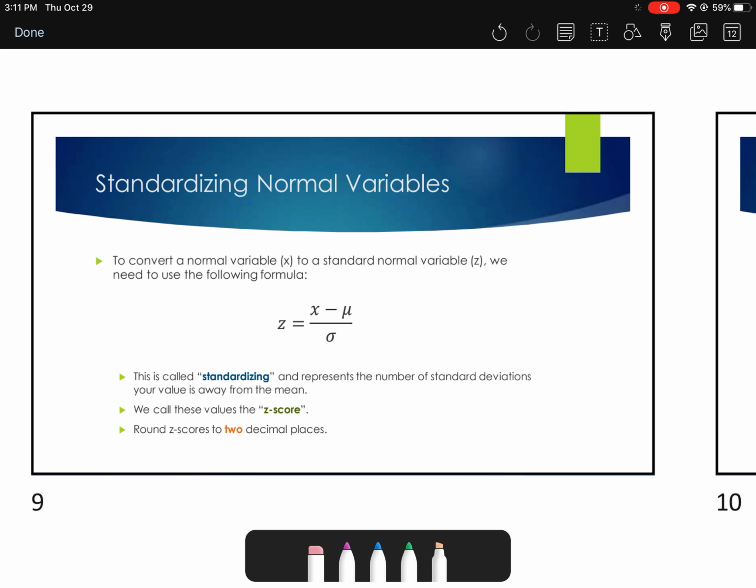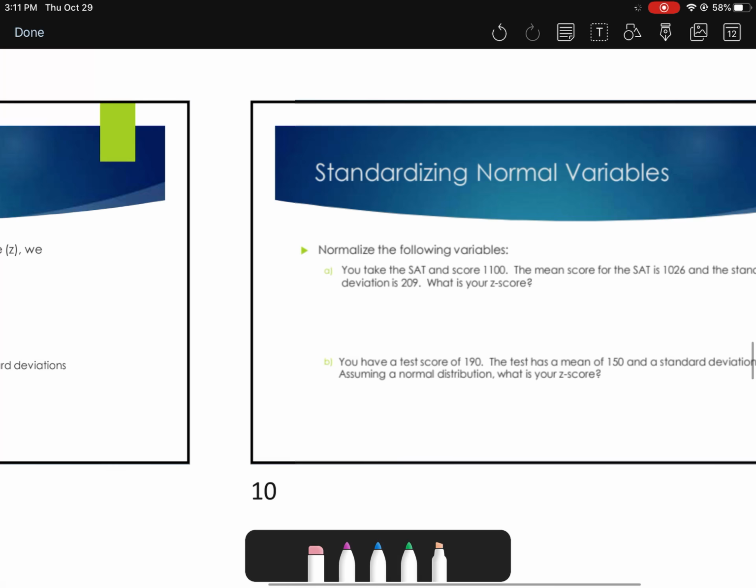Okay, so let's go to the next thing, standardizing normal variables. To convert a normal variable x to a standard normal variable z, we need to use the following formula. So z is equal to x minus mu. Remember, your mu is your population mean, divided by sigma, which is your population standard deviation. This is called standardizing and represents the number of standard deviations your value is away from the mean. We call these values your z-score, and you want to round the z-scores to 2 decimal places.